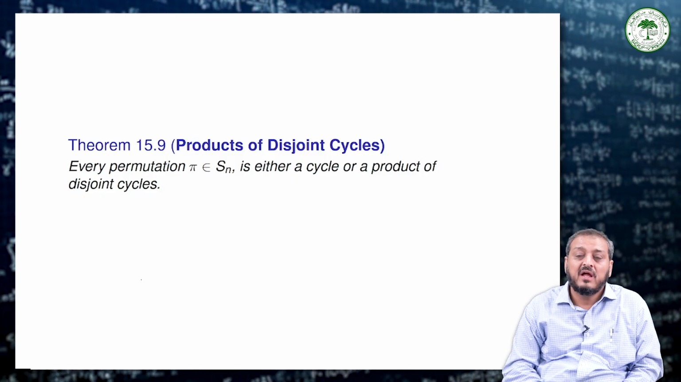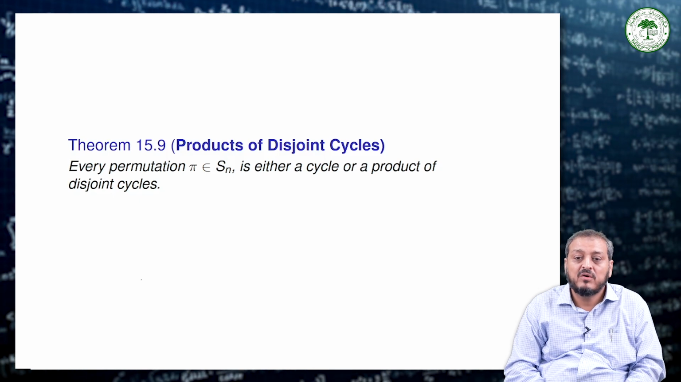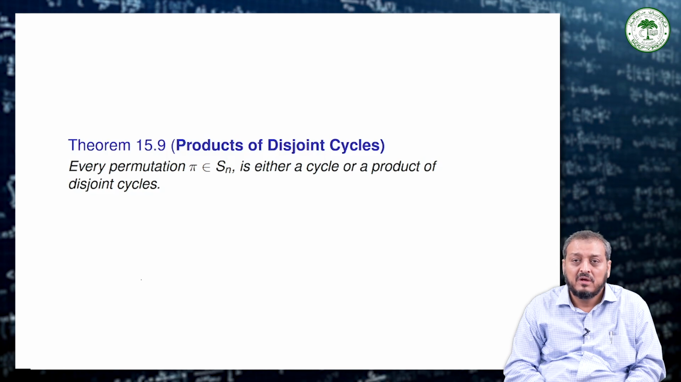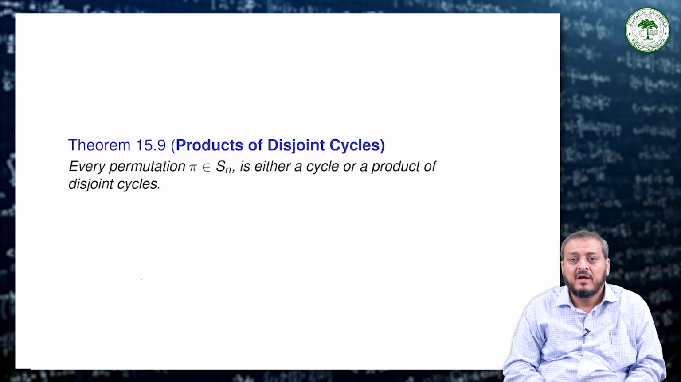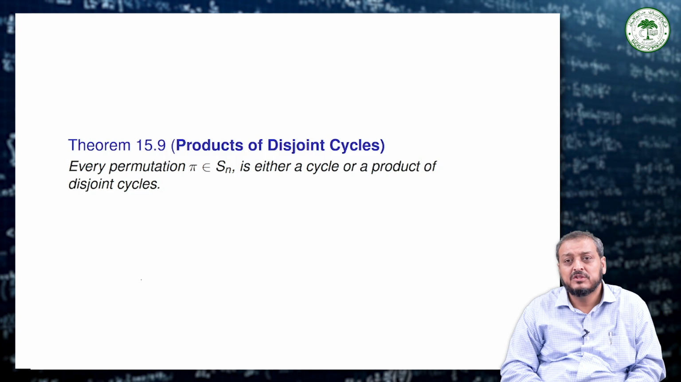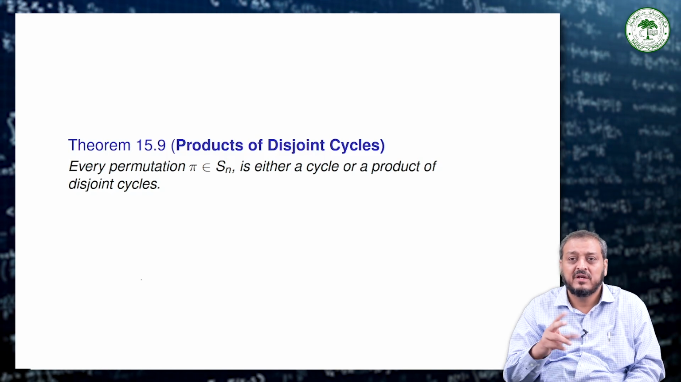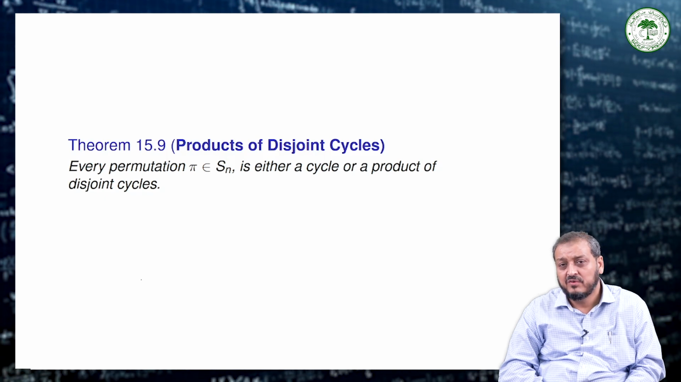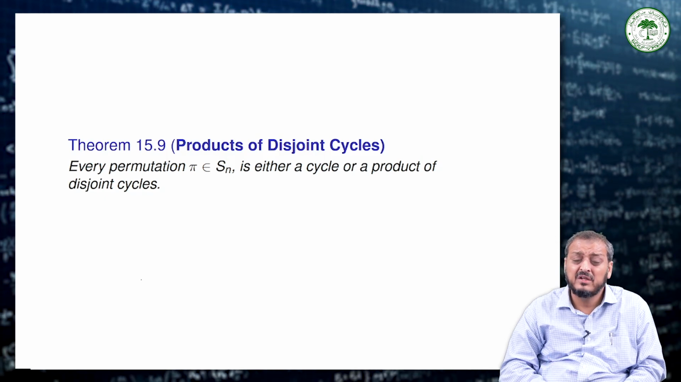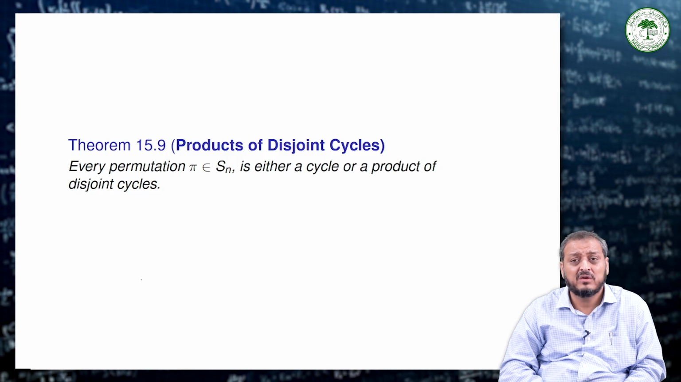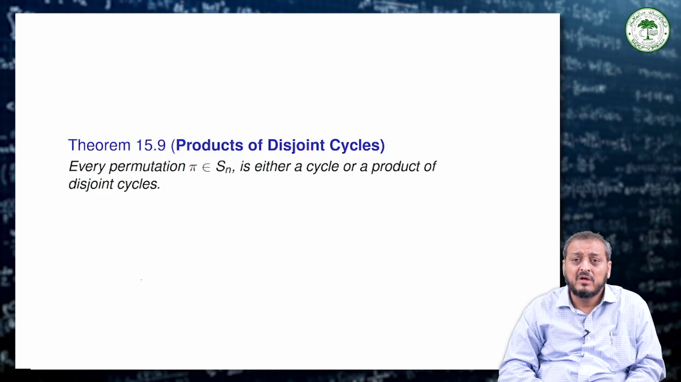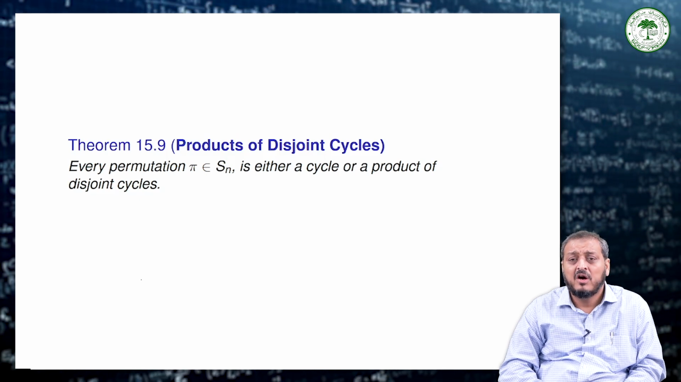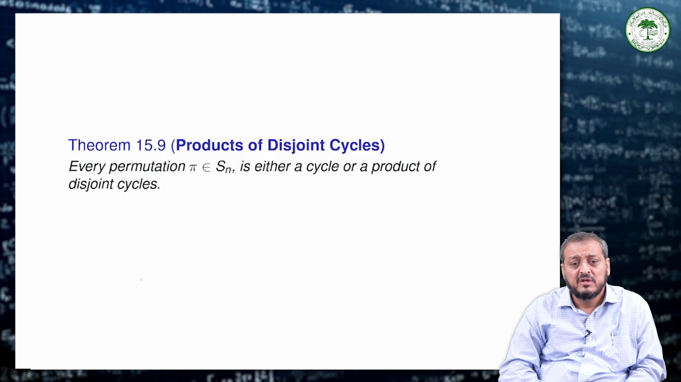Dear student, in the last class we discussed disjoint cycles, and we showed that if we have two disjoint cycle permutations, then they commute. In the last example we showed that if the two are not disjoint, then they do not commute. Now we start today's lecture with the important theorem of the product of disjoint cycles.